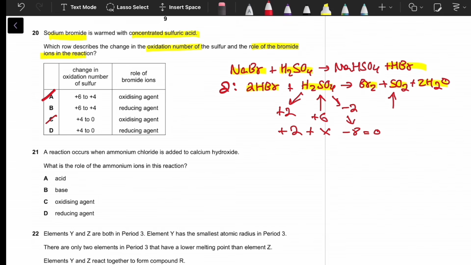Now sulfur dioxide, which is what is produced after hydrogen bromide further reacts, has an oxidation state of +4, because oxygen would have an overall oxidation state of -4. So we've gone from +6 to +4. Therefore, it's gained electrons, so it's been reduced. And the reducer is bromide. It has reduced sulfur, so it acts as a strong reducing agent. So the answer to this question must be option B, for it has the correct change and the correct role.